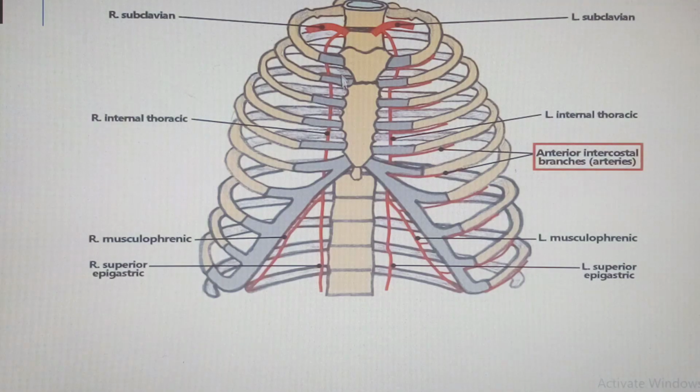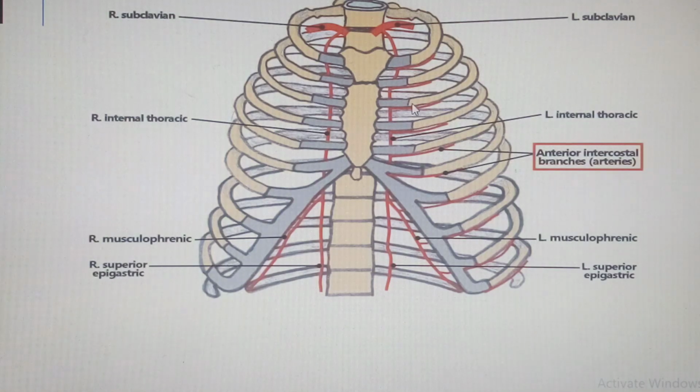We have two of them running parallel to each other, but running deep to the costal cartilages. That is what mainly we have to see. Now this internal thoracic artery will have some important branches. Importantly, it will give off the anterior intercostal branches. Remember that we have 9 anterior intercostal arteries, but we have 11 posterior intercostal arteries.